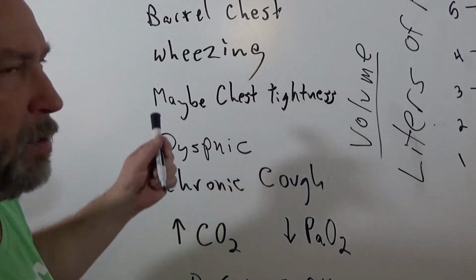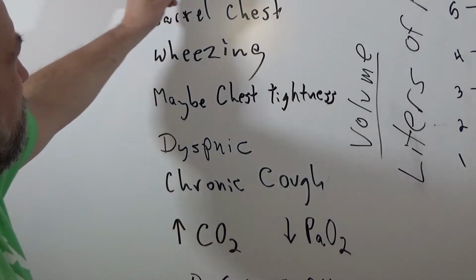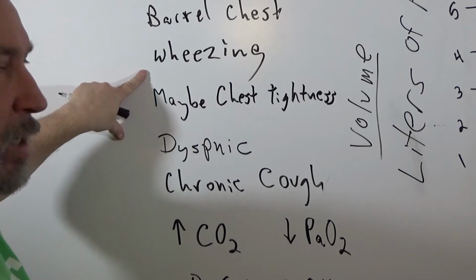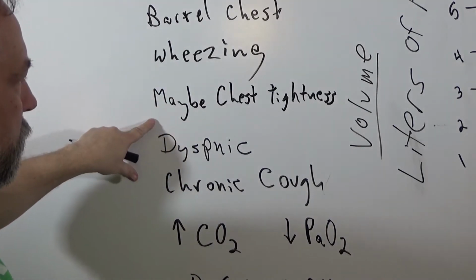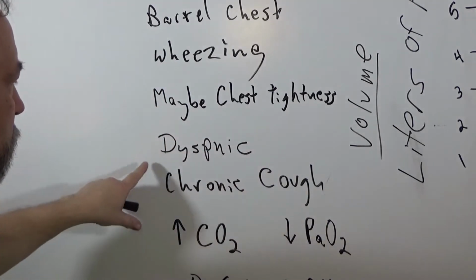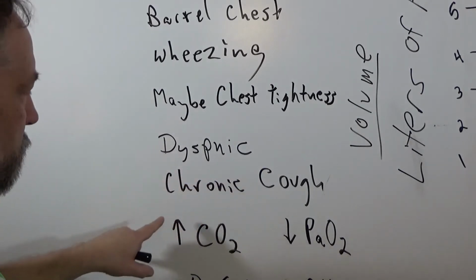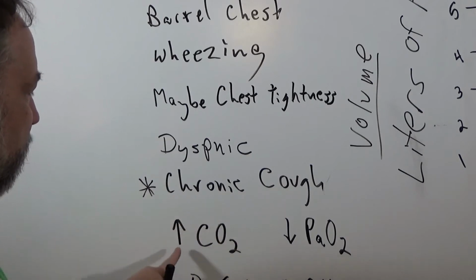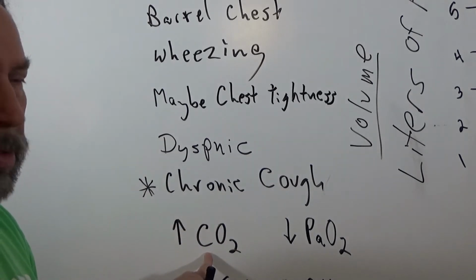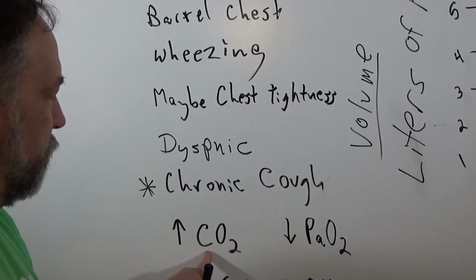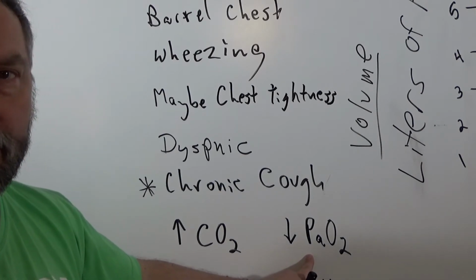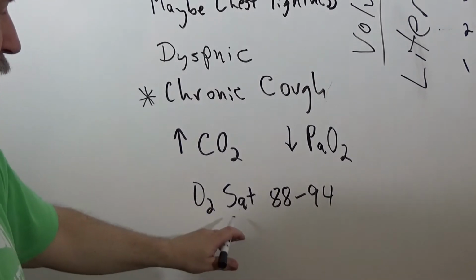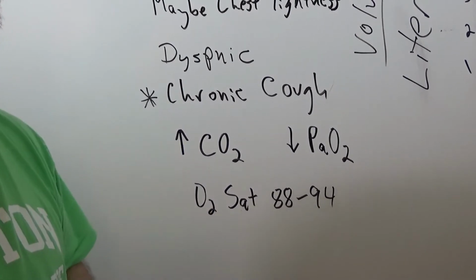Okay, so symptoms would be maybe barrel-chested, wheezing, may have chest tightness, dyspneic, chronic cough, that's kind of a big one there, chronic cough, an increase in their CO2 on an ABG and a decrease in their PaO2. And down here, decreased oxygen saturation, right? You can expect to be anywhere from 88 to 94%.